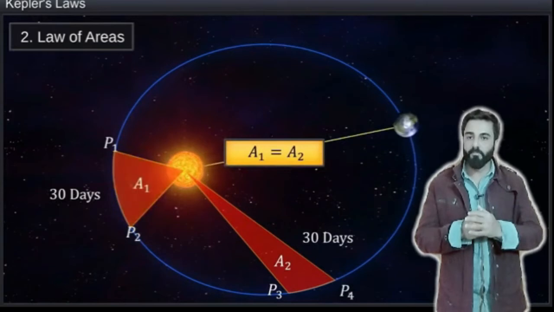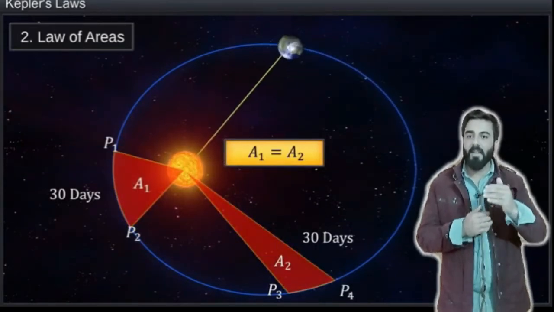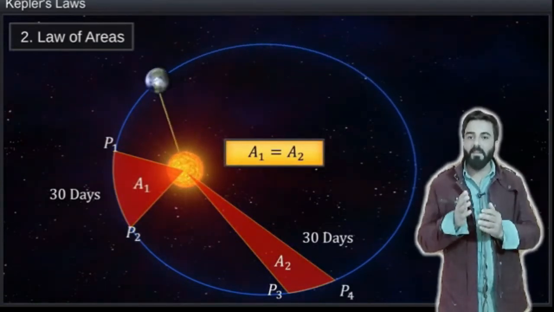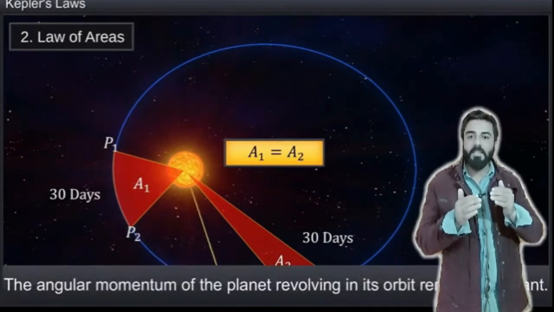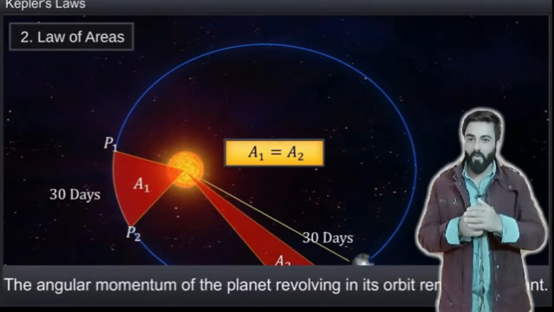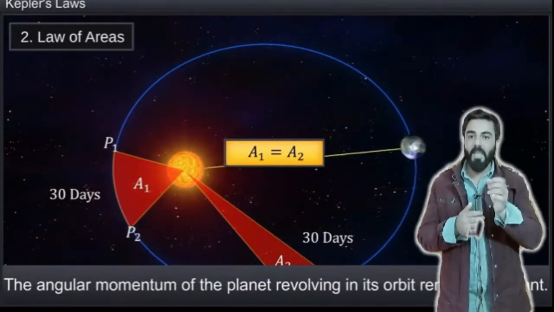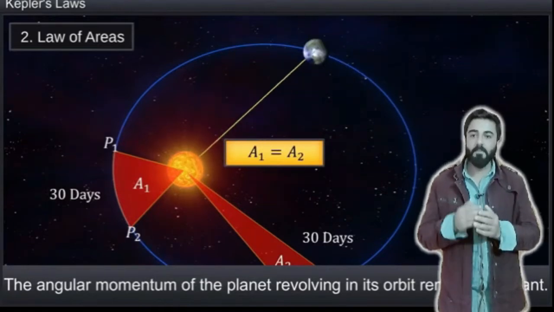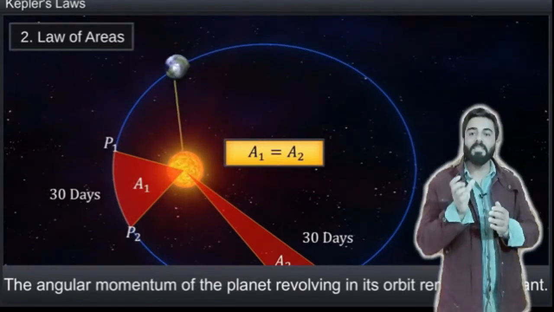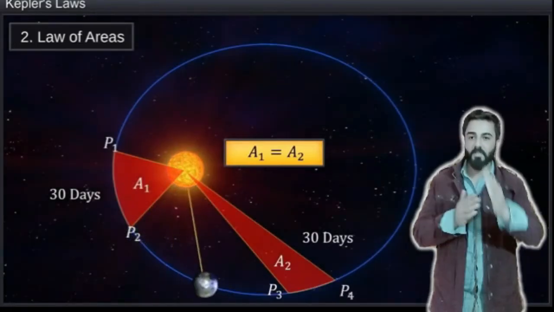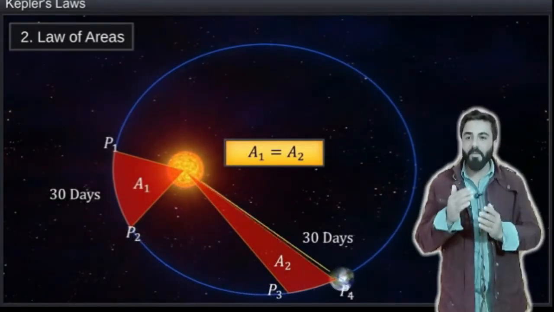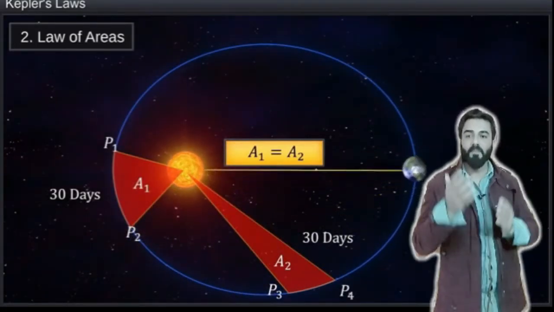Now according to Kepler's second law of planetary motion, the area A1 is equal to area A2. The concept of Kepler's second law can be understood by the fact that the angular momentum of the planet revolving in its orbit remains constant. This is because it is under the influence of a central force, that is the force of attraction that pulls the earth towards the sun, and the magnitude depends on the distance between them.